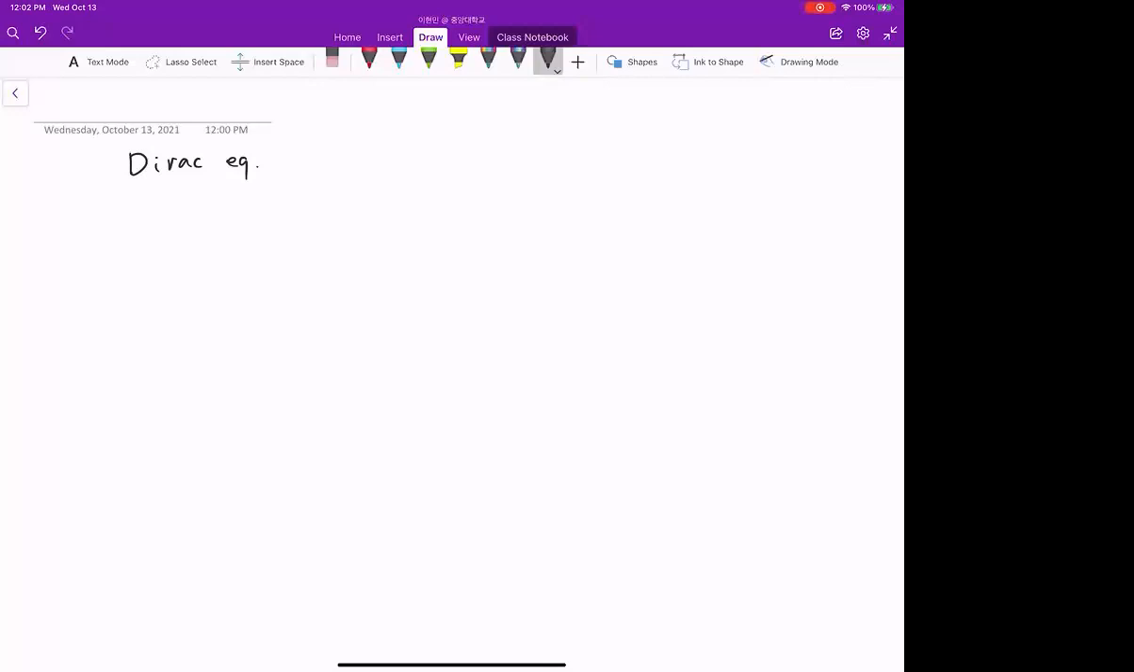Okay, Dirac equation. Let me go back to the basics again. We don't have much time, but for the basics, in the non-relativistic case, the total energy is given by this expression. So for wave-particle duality, we replace energy by the time derivative and momentum by the spatial derivative, so that we have derived the Schrödinger equation, right?